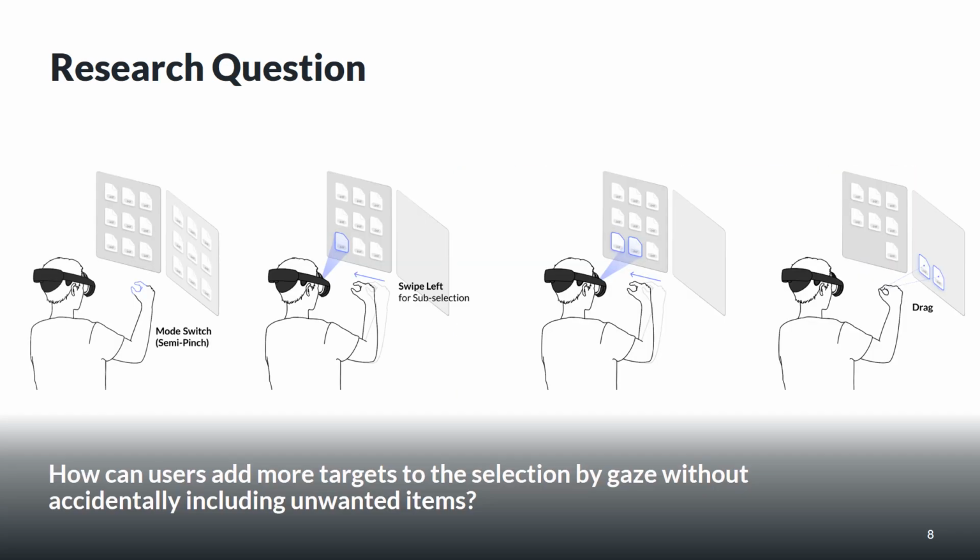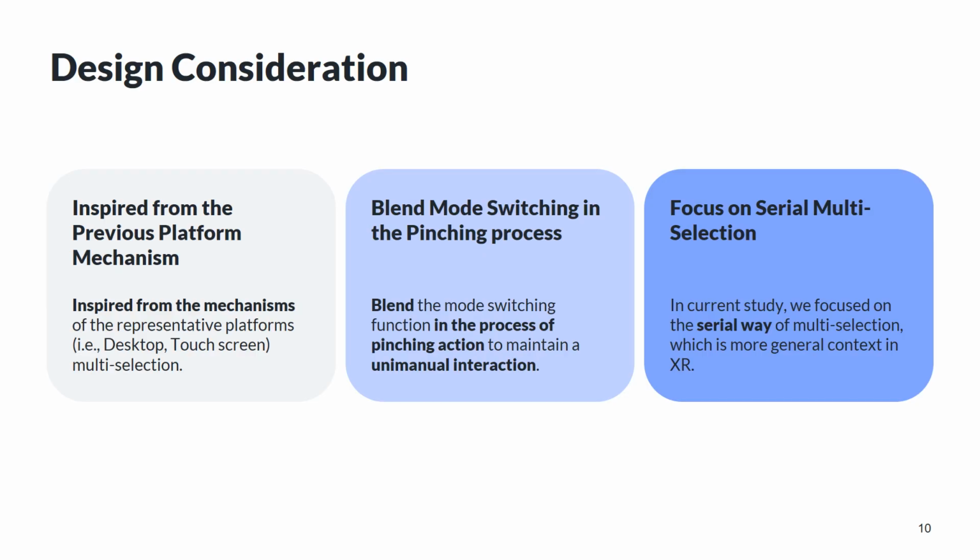Therefore, we tried to answer this research question: how can users, while holding a semi-pinch state, add more targets to the selection by gaze without accidentally including unwanted items? We set up some design considerations based on the previous works.